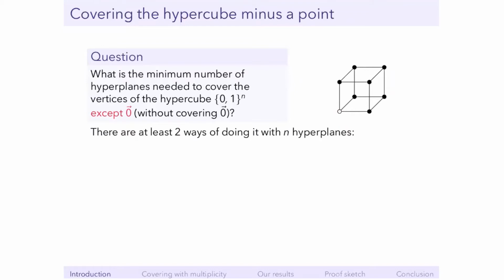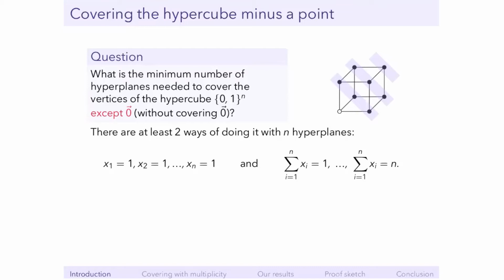If you think about this a little bit, you'll pretty quickly come up with two different ways of doing this with n hyperplanes. For instance, one thing that works is to take these n hyperplanes: x1 equals 1, x2 equals 1, x3 equals 1, and so on, that I've drawn here. This is n hyperplanes, and it pretty clearly covers every vertex while not covering the special vertex 0. And there's another way of doing it with n, which is basically what we saw in the last slide, where I can take parallel hyperplanes: the sum of the coordinates equals 1, the sum of the coordinates equals 2, up through the sum of the coordinates equals n. And this will again cover everything while not covering the origin.